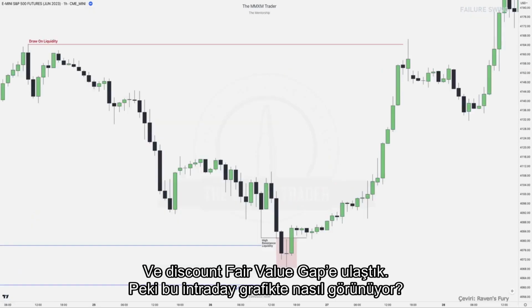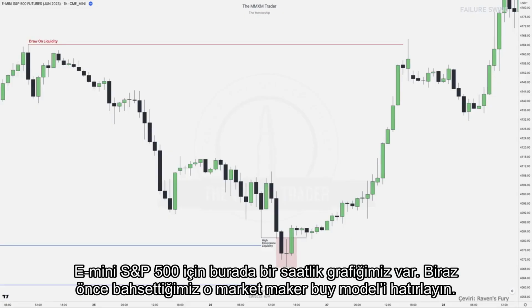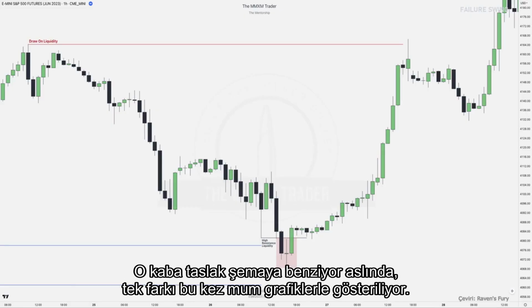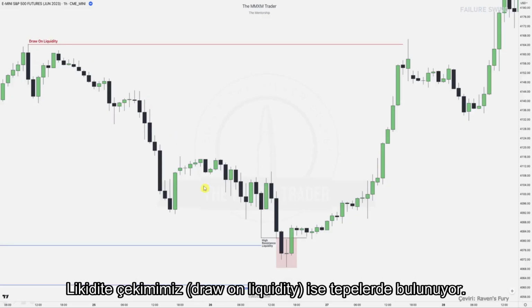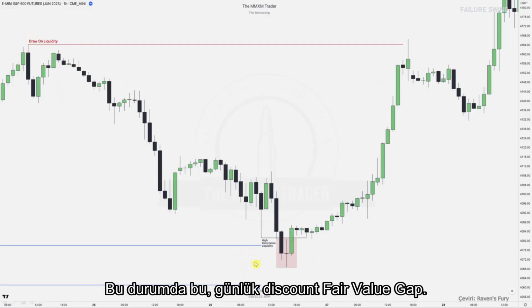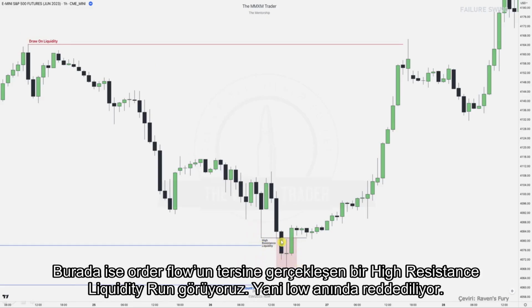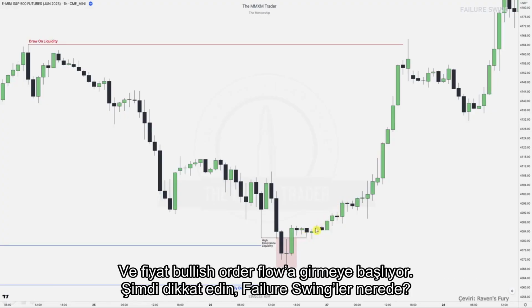So how does that look on an intraday chart for the E-mini S&P 500? We've got that 1 hour chart over here, right? So think back about that market maker buy model, that crude depiction we covered earlier. This is the same kind of schematic, only with candlesticks. We've got our draw on liquidity on the highs, right? And then our higher time frame discount array, which in this case is that daily discount fair value gap. Now, over here we've got that high resistance liquidity run, right, against order flow? So it rejects that low immediately and starts to go into bullish order flow.